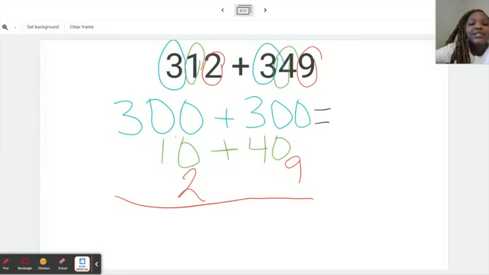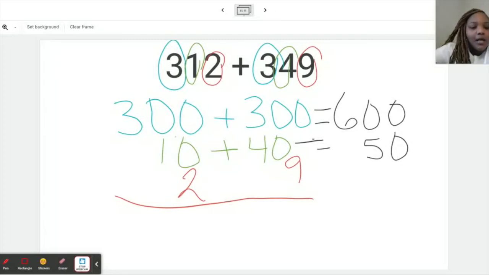So 300 plus 300 gives me 600. Then 10 plus 40 gives me 50. And 9 plus 2 gives me 11. So I'm going to write 11 here. Now that I added across, I have to add down now.